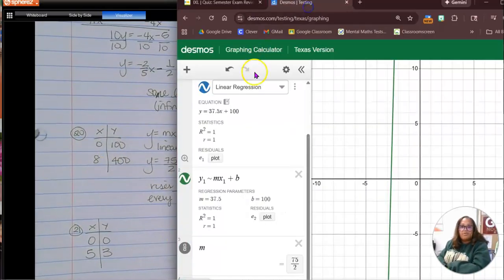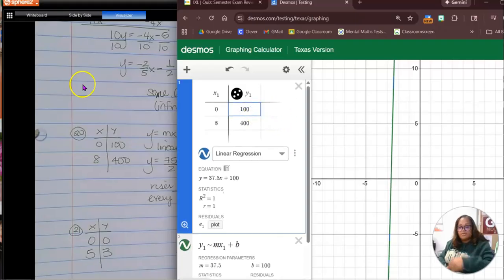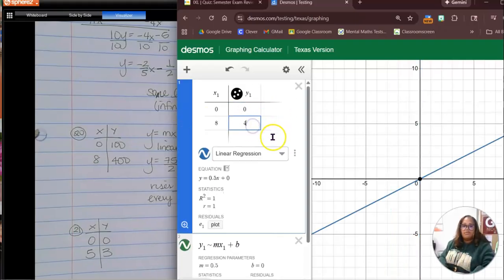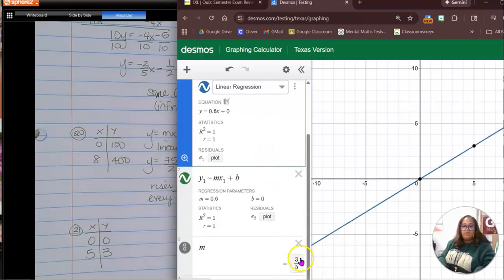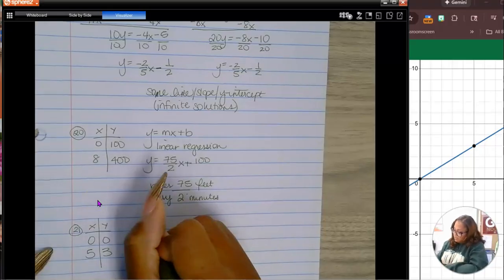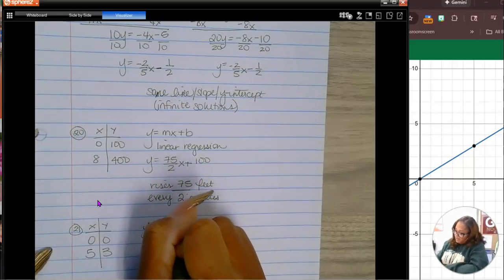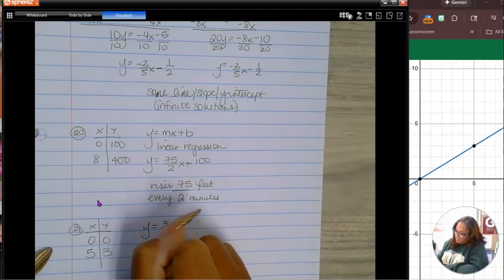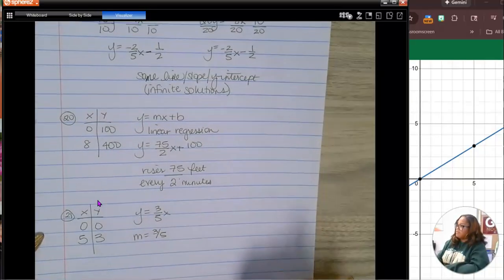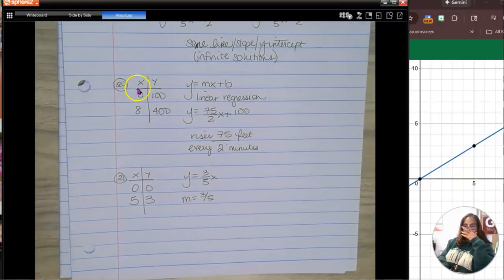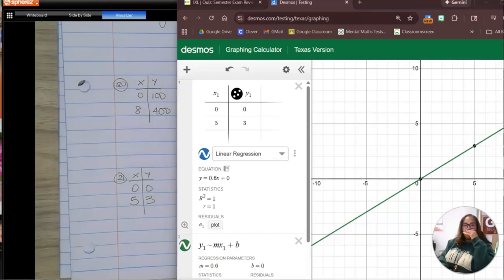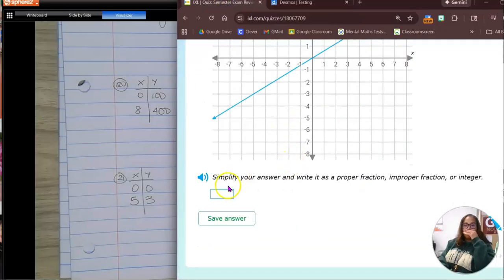So back to Desmos. 0, 0, and 5, 3. 3/5 x. Y equals 3/5 x. My slope is 3/5. Back here, write it as a fraction. 3 divided by 5. Click save.